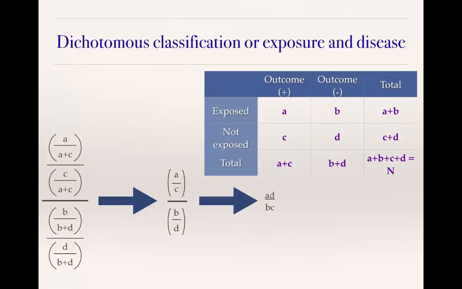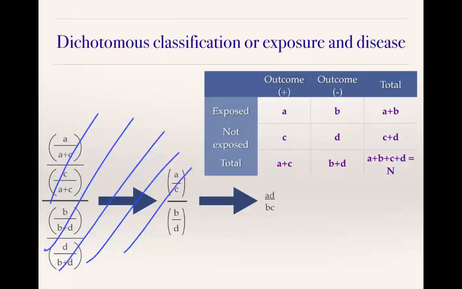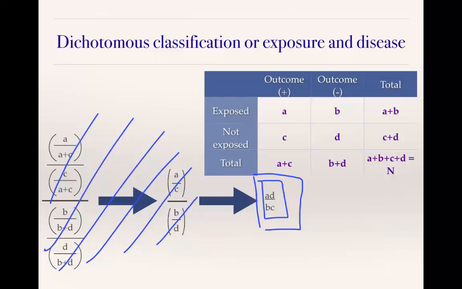So don't worry too much about the derivation of the formula. What is really worth remembering is this. I'm not going to ask you to derive the formula in an exam. I just wanted you to see how we get to AD on BC from our dichotomous classification.